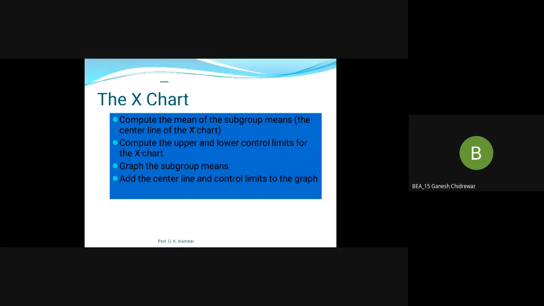Now the basic information: compute the mean of the subgroup means, compute the upper and lower control limits, because here the average is important. Graph the subgroup means, and add the center line and control limits. This is the procedure of the X chart. I have also given it in the notes.